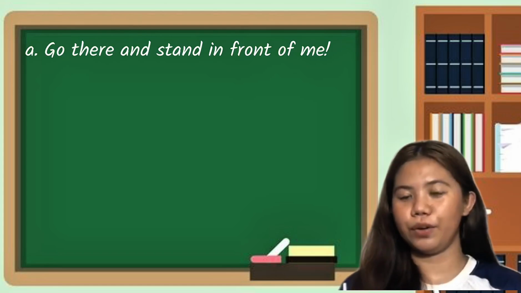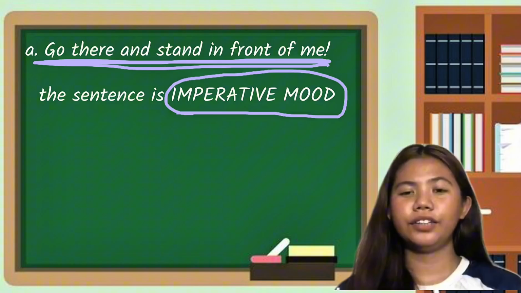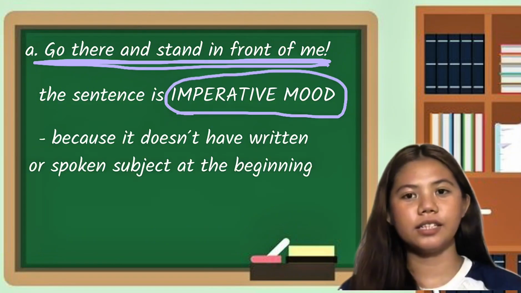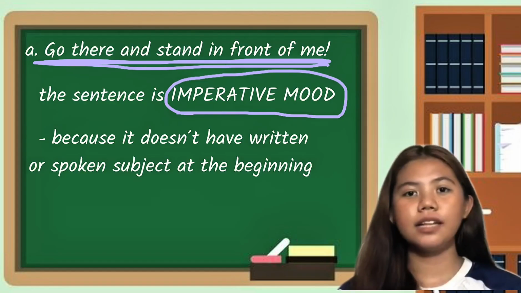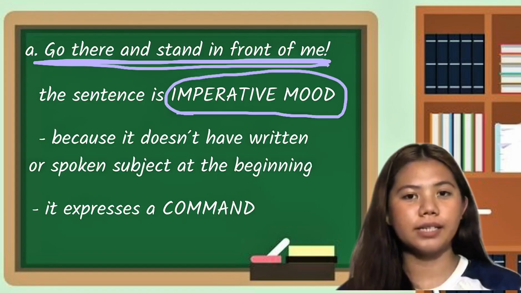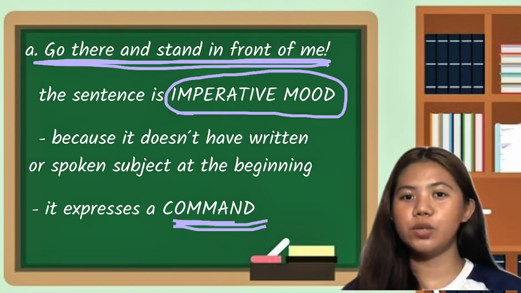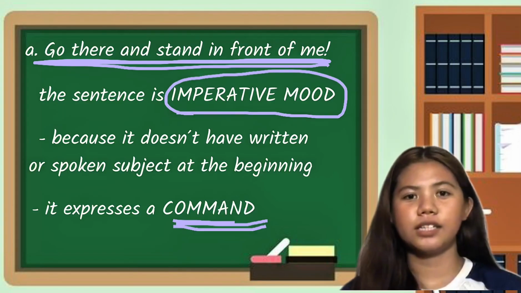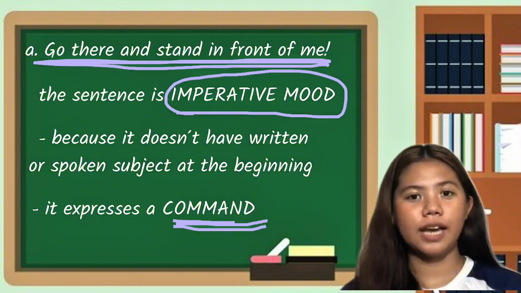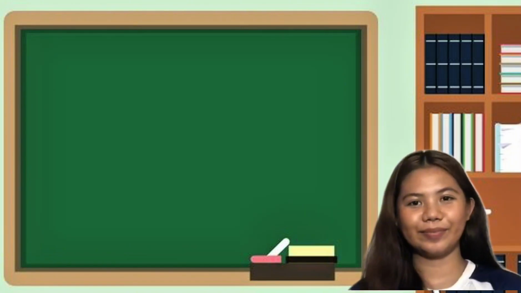Observe this example. This sentence is imperative. The reason is that this sentence does not have a written or spoken subject at the beginning. In the second point, it expresses a command. Therefore, the verb is said to be in the imperative mood, because it shows a command in a sentence.